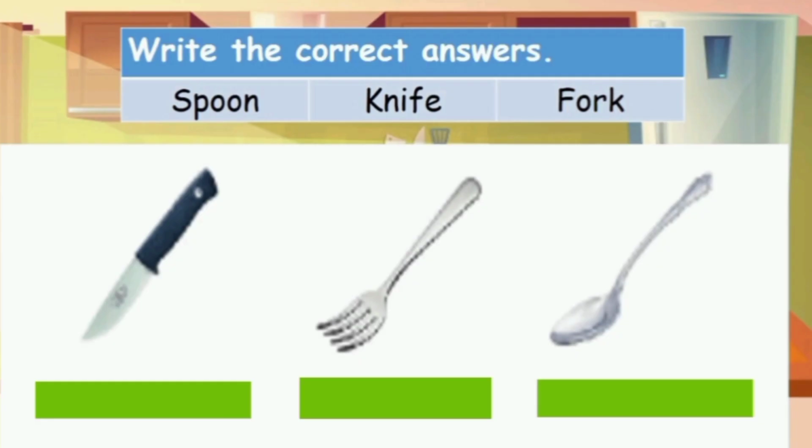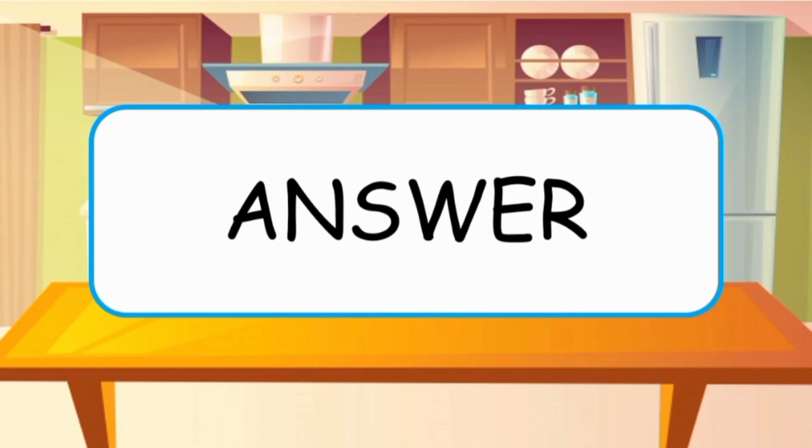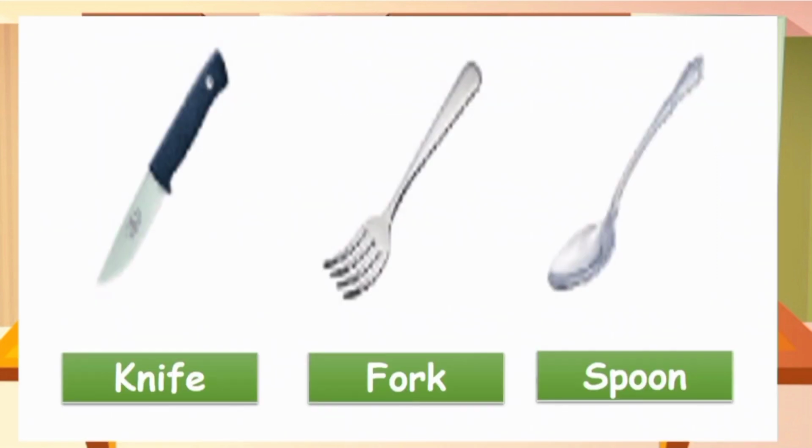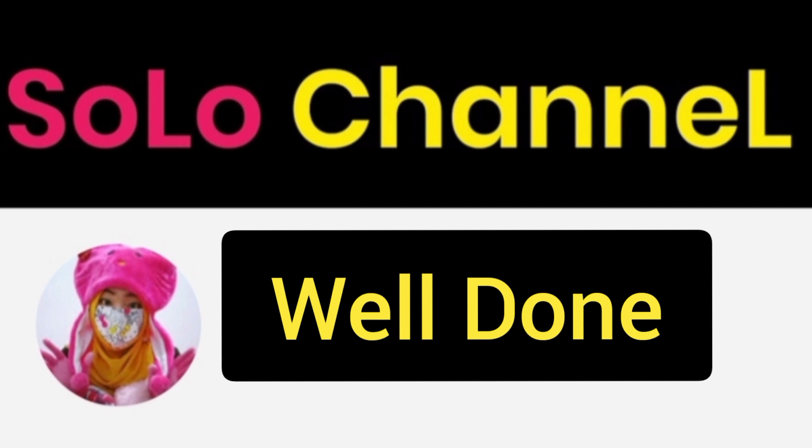Final exercise, latihan terakhir. In this exercise, you have to write the correct answers under the correct pictures. Di dalam latihan ini, anda perlu menulis jawapan yang betul di bawah gambar yang betul. Let's check the answer. Mari kita semak jawapan. The first one is knife. Repeat after me. Knife, pisau. The second one, fork. Garfu, fork. And the last one, spoon. Sudu, spoon.